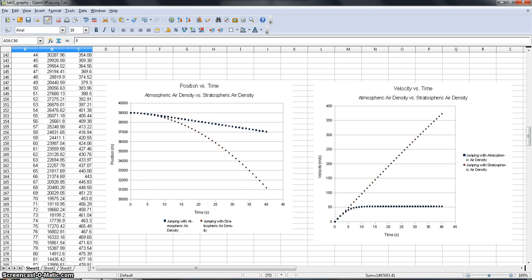The two graphs here show these results, as the blue line represents an object falling through air of greater density than the red line, and it can be seen that the object represented by the blue line has a much lower velocity than the object represented by the red line, and it reaches a terminal velocity, whereas the red line does not.